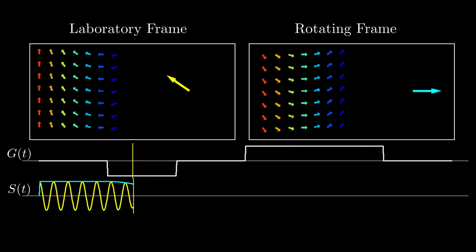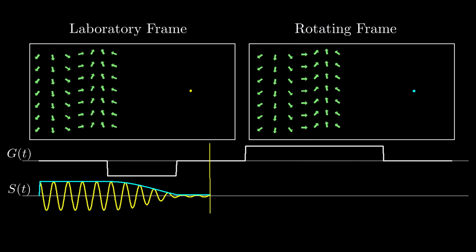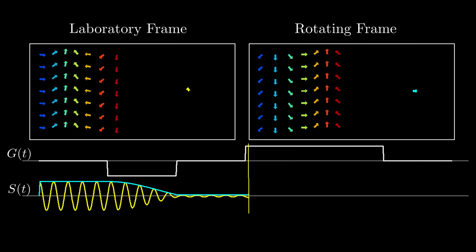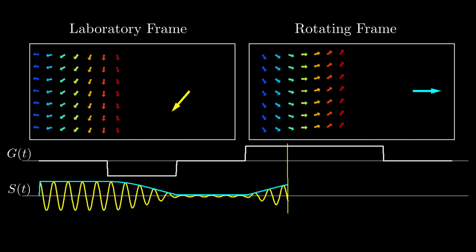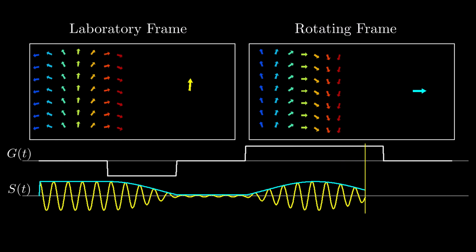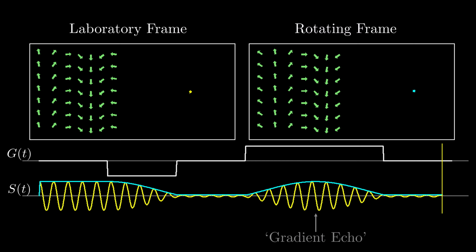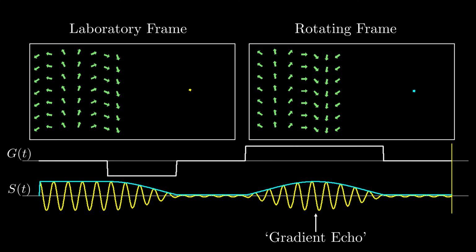Let's see what happens. When the negative gradient is delivered, the spins dephase and the signal sum is reduced as they lose coherence. But when the positive gradient is delivered, the spins eventually regain their coherence, resulting in a signal peak and subsequent continued dephasing following. The signal peak here is called a gradient echo, and that's pretty much it.